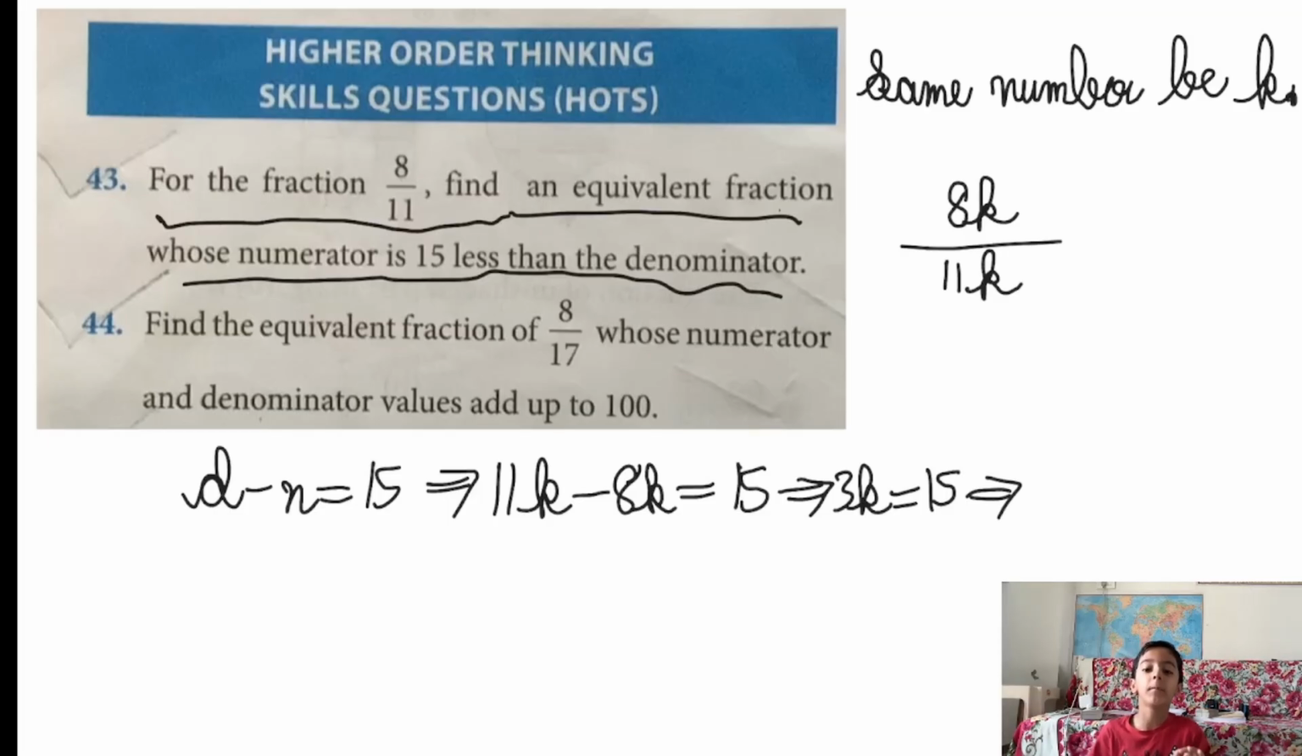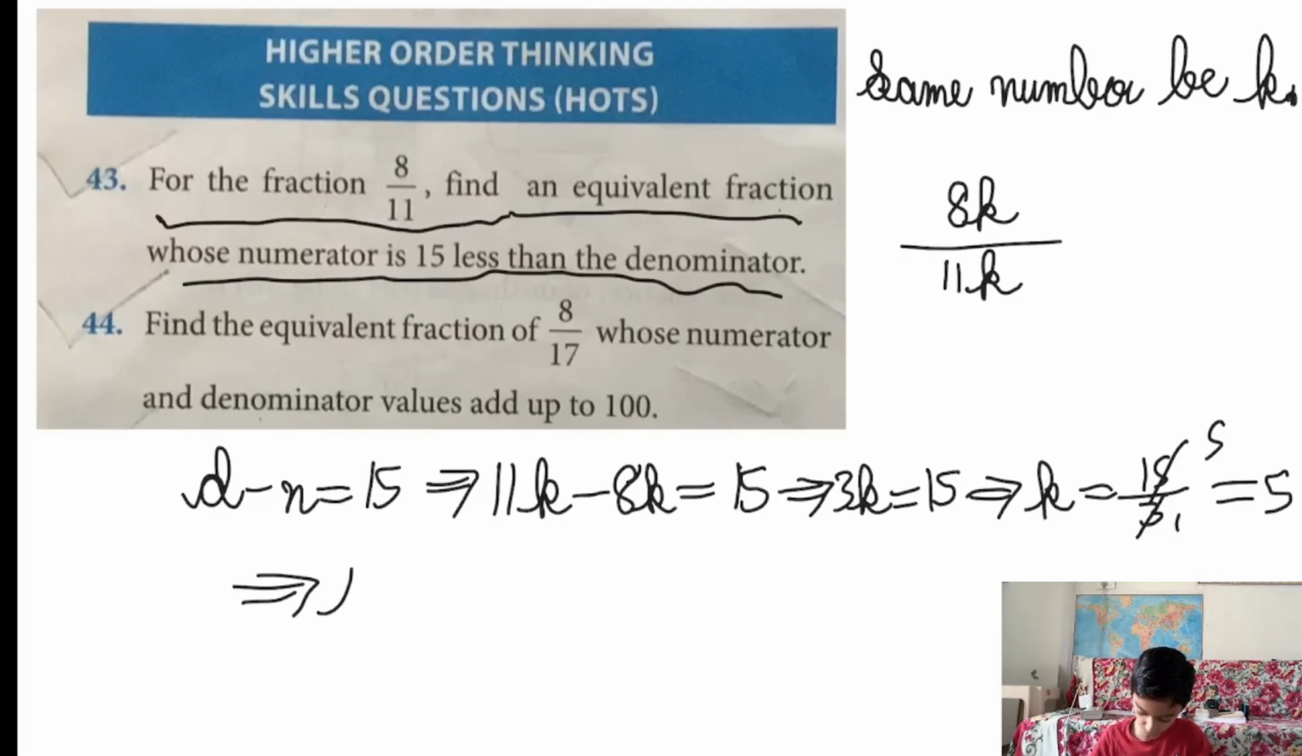So here 3 is in multiplication with k. We'll transpose to that side and 3 will be in division with 15. So k is equal to 15 by 3. So 15 by 3 is equal to 5. So here k is equal to 5.